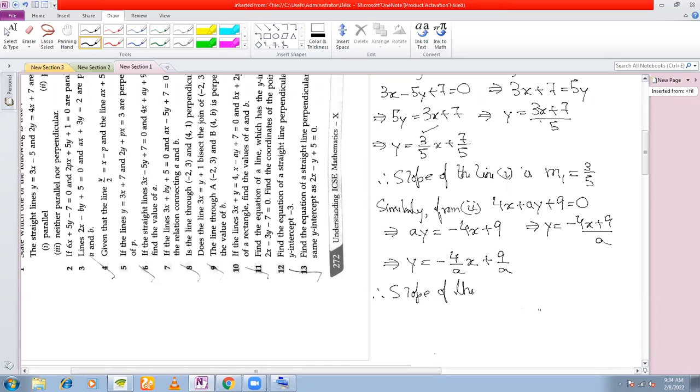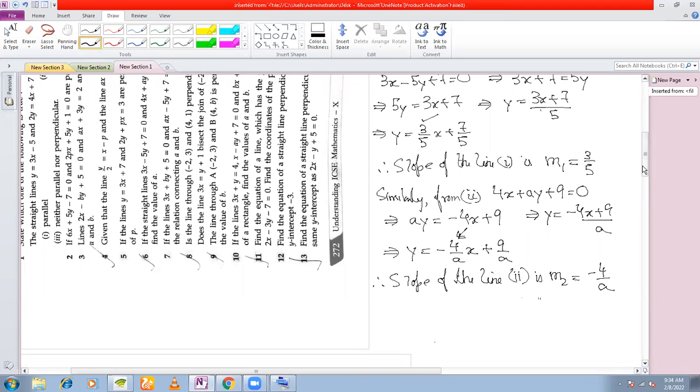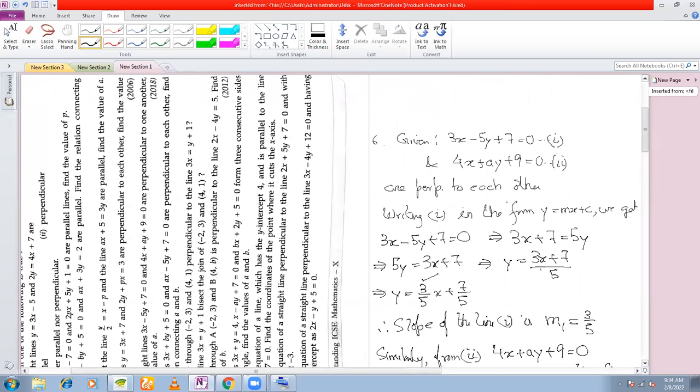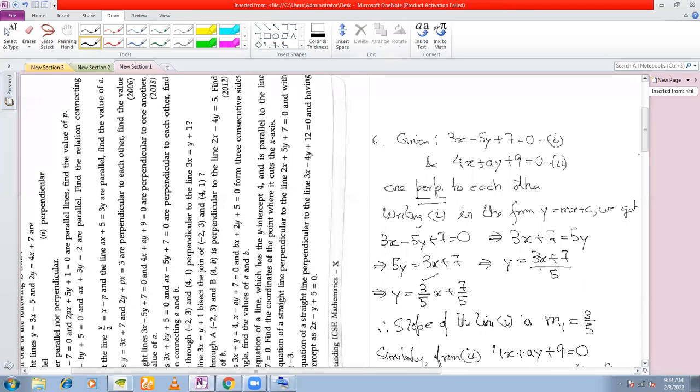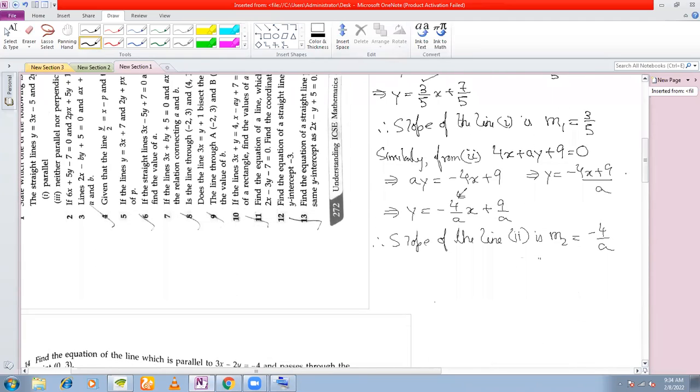Slope of the line 2 is m2 is equal to the coefficient of x here. Coefficient of x here is minus 4 by a, right? Okay, once we have managed to find out the slope of the two straight lines, and if the two straight lines are perpendicular to each other, it is given to you that they are perpendicular to one another. That means the product of their slopes must be equal to minus 1.